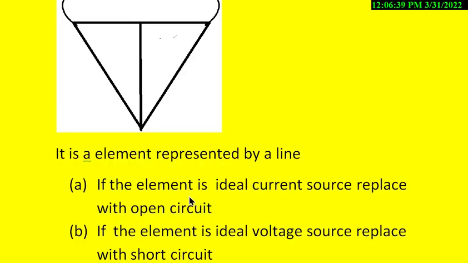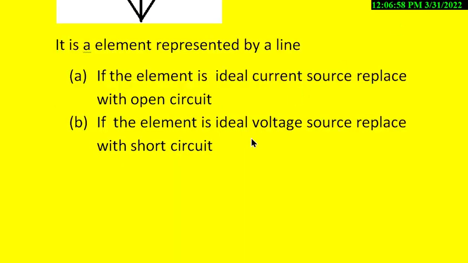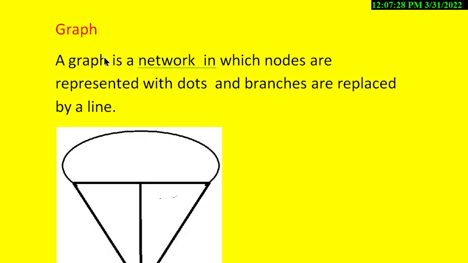If the element is an ideal current source, we have to replace that with an open circuit. If the element in the branch is an ideal voltage source, replace it with a short circuit. If the element is a passive element, just short circuit it or show it with a line. Then what is a graph? A graph is nothing but a network in which nodes are represented with dots and branches are replaced by a line like this.